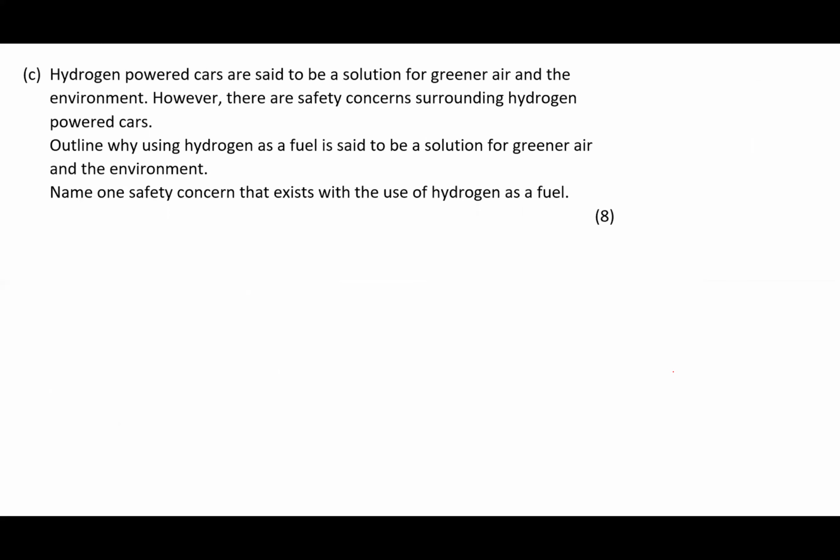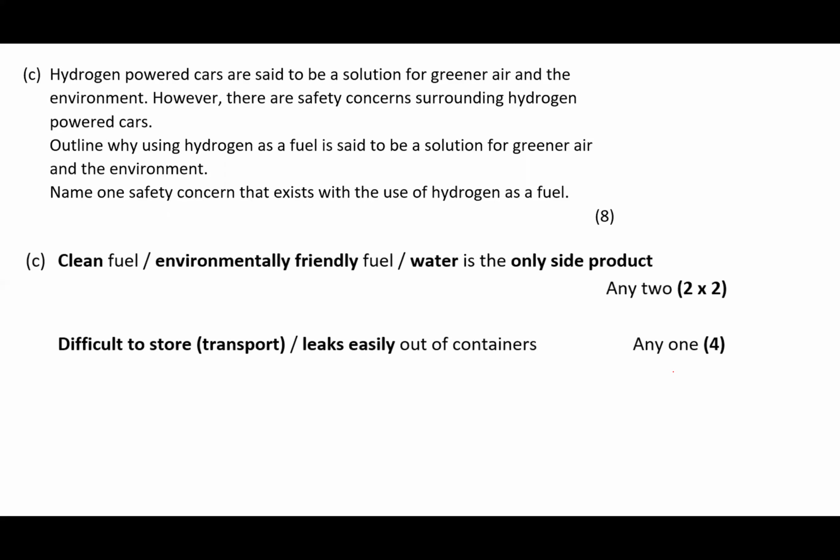Hydrogen-powered cars are said to be a solution for greener air and the environment. However, there are safety concerns surrounding hydrogen-powered cars. Outline why hydrogen as a fuel is said to be a solution for greener air and the environment, and name one safety concern that exists with the use of hydrogen as a fuel. So the reason it's a solution for greener air is because it's a clean fuel, it's environmentally friendly, and water is the only side product. So any two there for 2 by 2, just 4 marks. And a safety concern is that it's difficult to store or it leaks easily. So 4 marks for the safety concern.